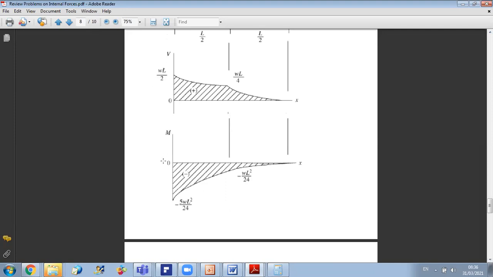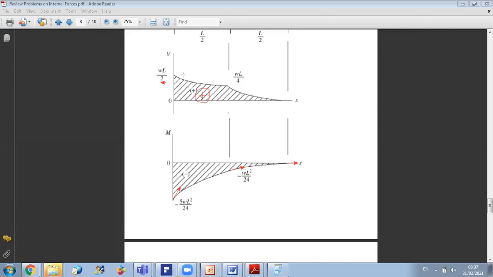V is the slope of M. So to start with, my V is positive everywhere. This means that my bending moment is increasing. Now, I will start first with a slope of omega L over 2, which is positive. So here, my slope was omega L over 2. Then my slope will be reduced gradually to reach omega L over 4 at this point. So at this point, my slope is omega L over 4. And finally, at L, my slope is 0.